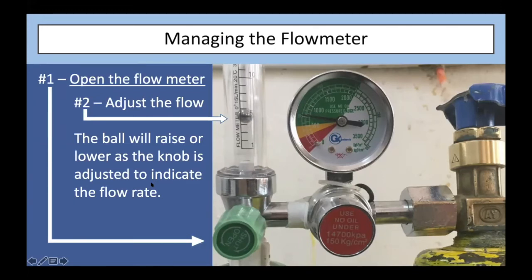And then number two, we're going to adjust the flow. The ball will rise or lower as the knob is adjusted to indicate the flow rate. So we'll not only open the flow, but we'll control the flow with that green knob. The gauge is not indicating the flow. The gauge, again to the right, the multicolored gauge on the regulator is reminding us of the pressure that's left in the cylinder. That's an important factor for controlling and managing the oxygen to the patient over time.